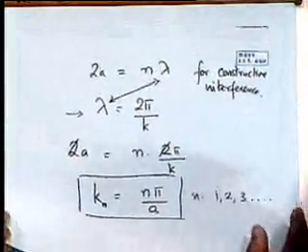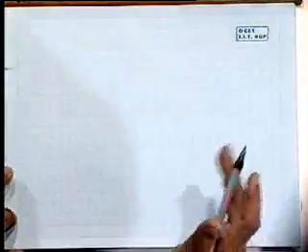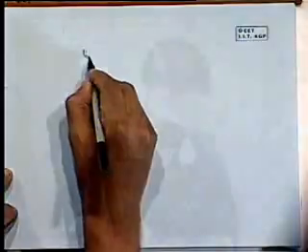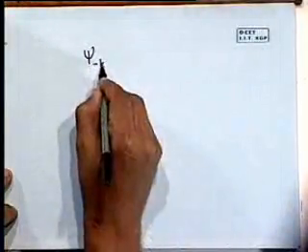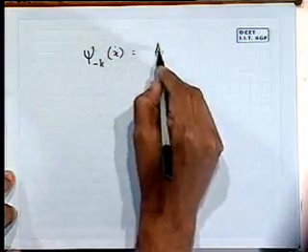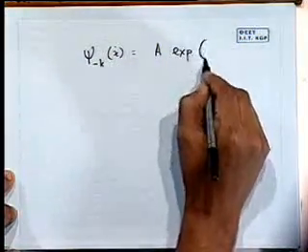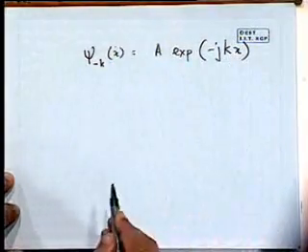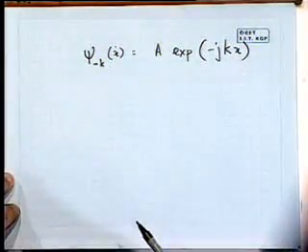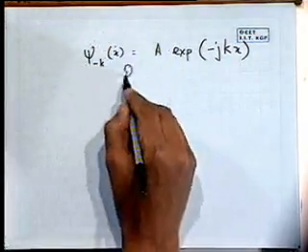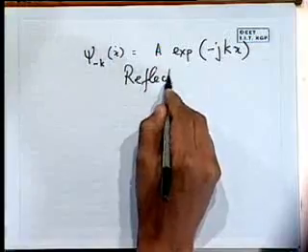We can write then also that there is a wave that is going in the reverse direction, the reflected wave, whose wave function can simply be expressed as psi minus k is equal to A exponential minus jkx. It's basically the same kind of wave, except it's propagating in the opposite direction. So this is the wave function for the reflected wave or the backward wave.